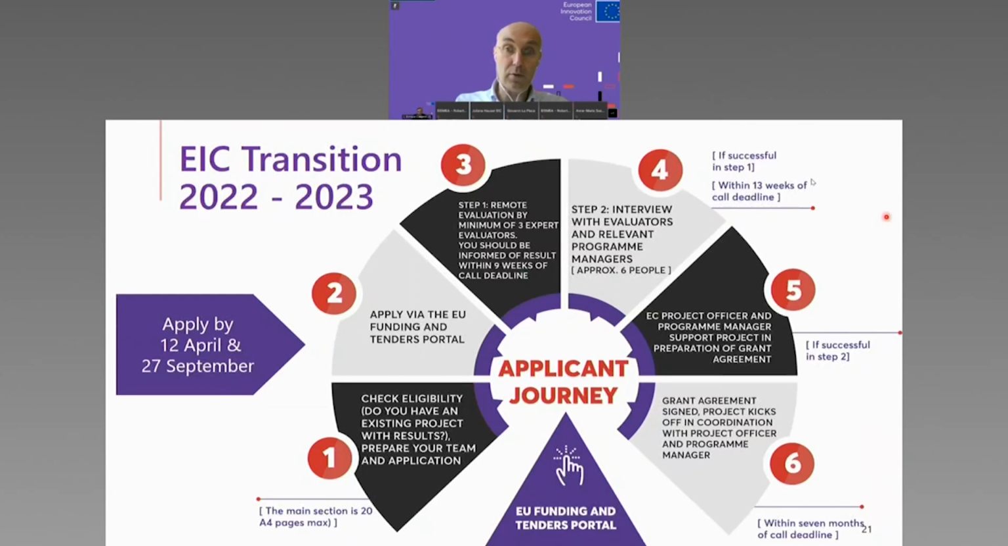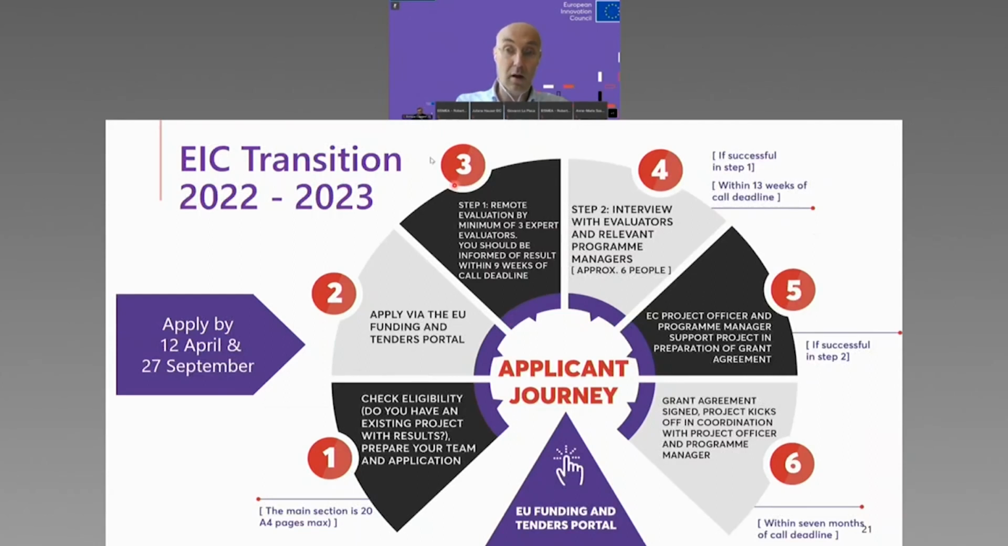Jury members are up to 6. Only people mentioned in the proposal can be invited to pitch their proposal in front of the jury members and answer the questions. Normally, after 4 weeks, you will be informed of the outcome of this second step. So altogether, it's approximately 4 months, the evaluation.